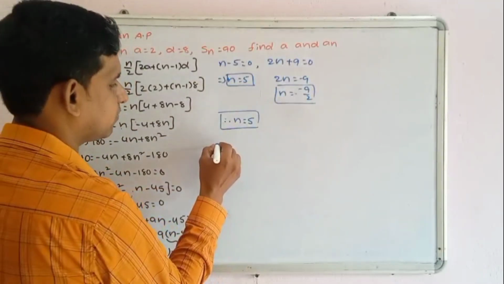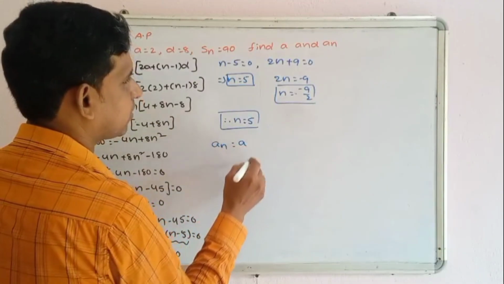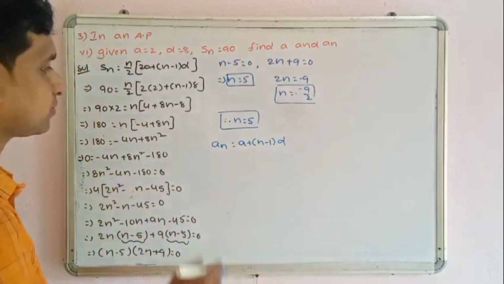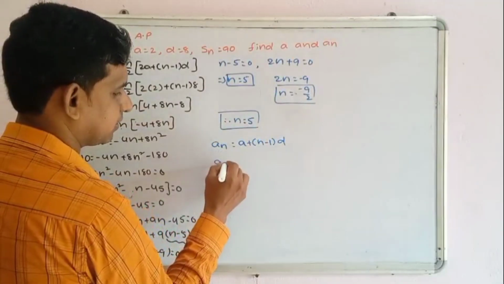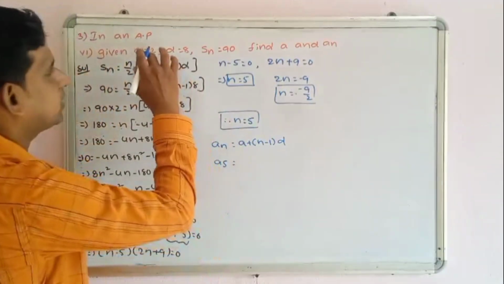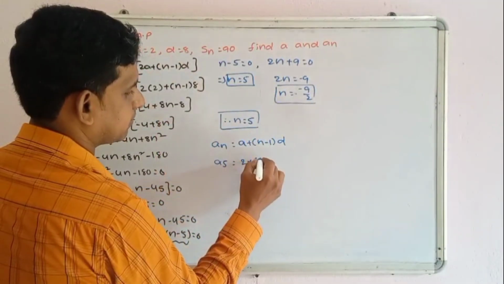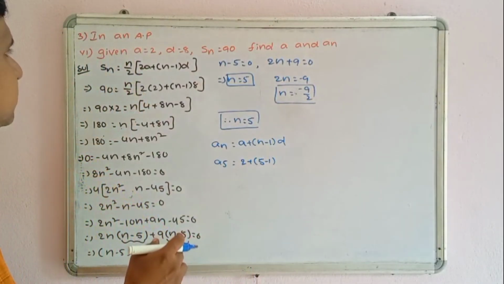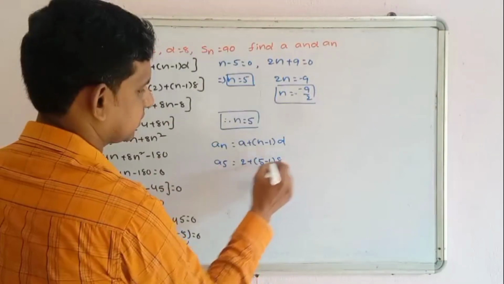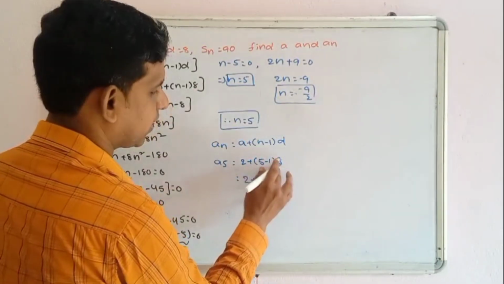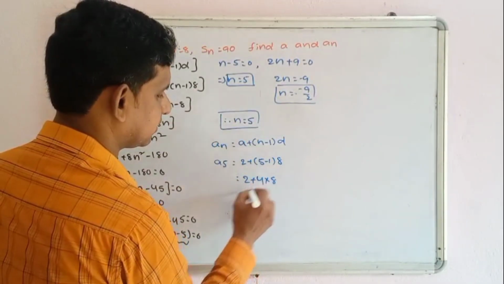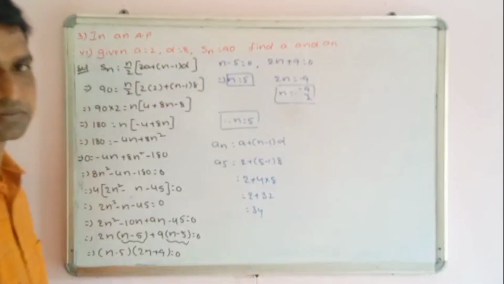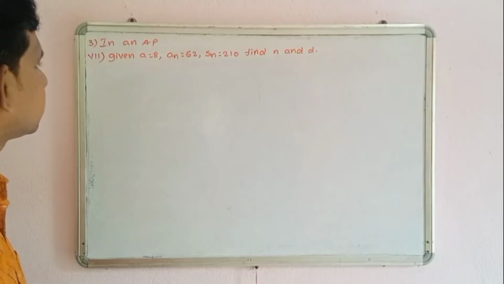Okay. Now we will find the value of an. an equal to what is the formula? a plus n minus 1 into d. Okay. Here n equals to 5. a5 equals to a value 2 plus n minus 1, 5 minus 1. d value how much? Here d value 8. So 2 plus 5 minus 1 is 4 into 8. So 2 plus 32 is 34.